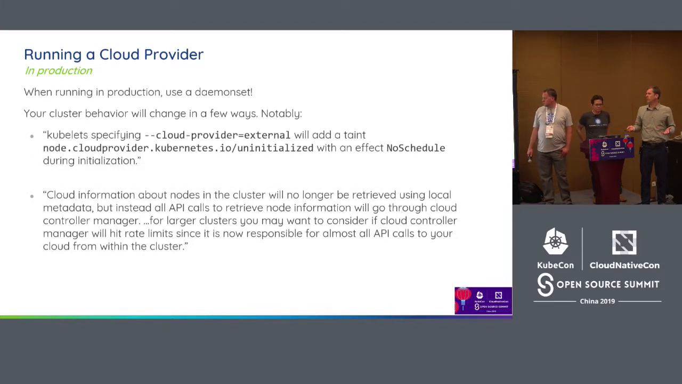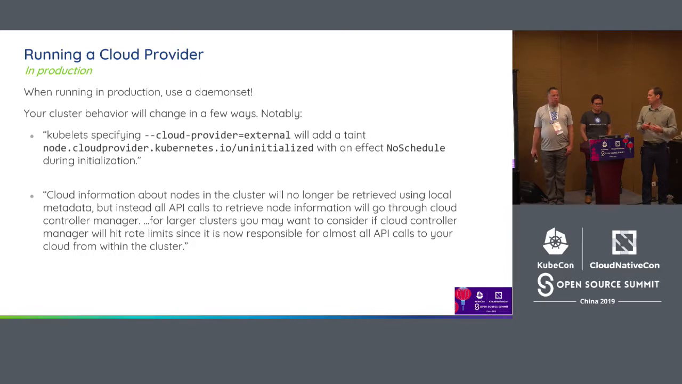Okay, so when you're running in production, use a daemon set. This is why they were made, and your cluster behavior will change in a few ways. Notably, specifying cloud provider external will add a taint to node.cloudprovider.kubernetes.io uninitialized. The effect of this will be that there will be a no schedule during initialization. And so the assumption is that you actually can't do work on the cloud until your cloud provider is up. So you set the taint to make sure that you give the cloud provider time to initialize.